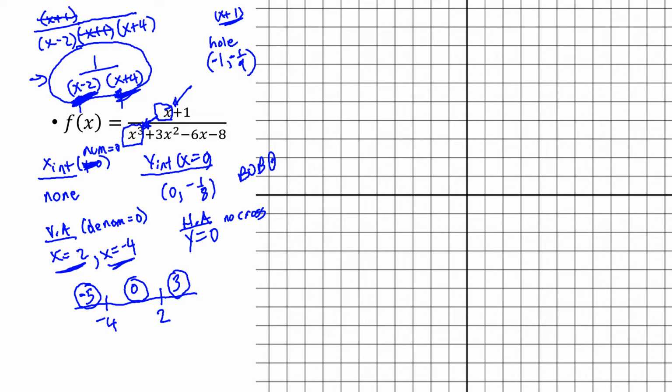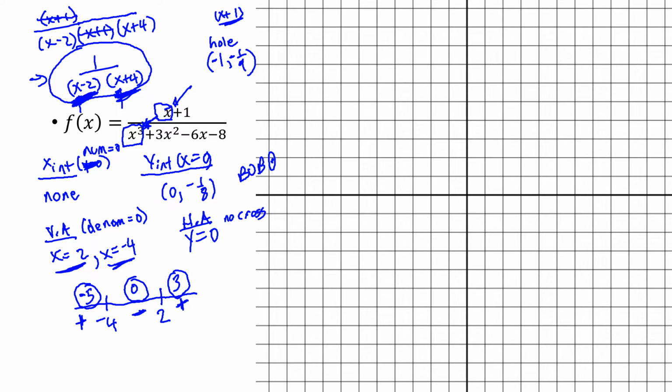So if we tested these out, in other words, if we put these in for x, what would happen? Again, test it out yourself, but if you put -5 in for all your x values, you end up with a positive number. If you put 0 in for all of your x values, you end up with a negative value. If you put 3 in for all of your x values, you end up with a positive number. So this is enough information for us now to start sketching our graph.